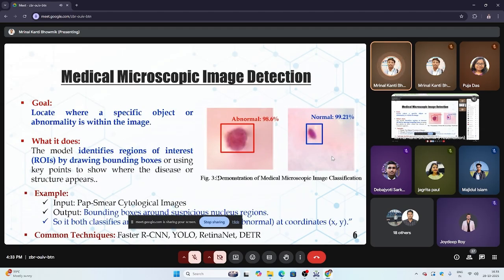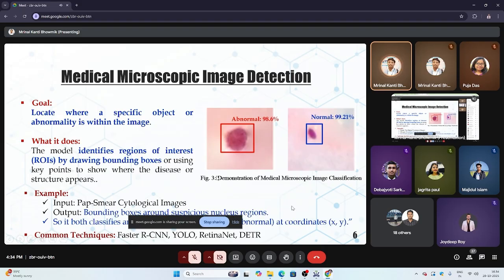Next is medical microscopic image detection. It is basically similar to the classification and segmentation tasks, but it locates where a specific object or abnormality is within the image, and it gives the class of this abnormality. If we look at Figure 3, we can see that where the nucleus region is enlarged, it represents an abnormal cell. And if the nucleus region is small, it gives a bounding box surrounding the nucleus region and gives a class label that it is normal.